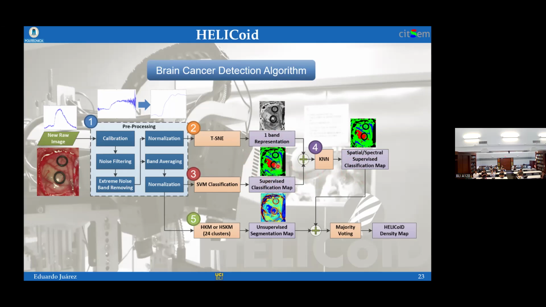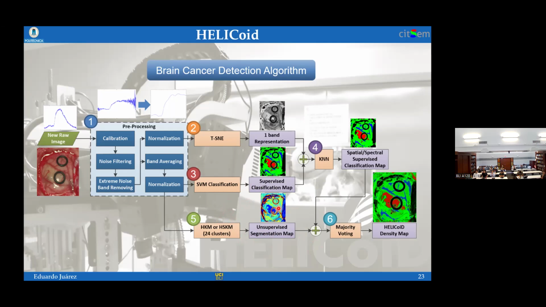That's the supervised branch of the algorithm. We have another branch that is unsupervised. In fact, this is a hybrid algorithm that uses supervised and unsupervised classification. In this branch, we get a segmentation map with the different regions, and we get the final HELICoiD density map using majority voting.